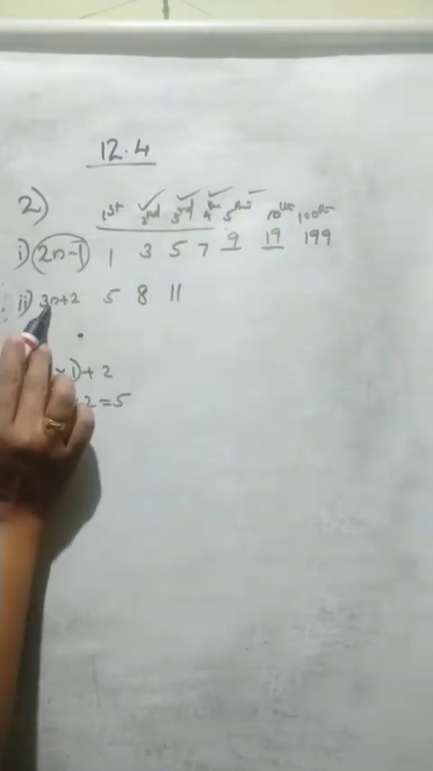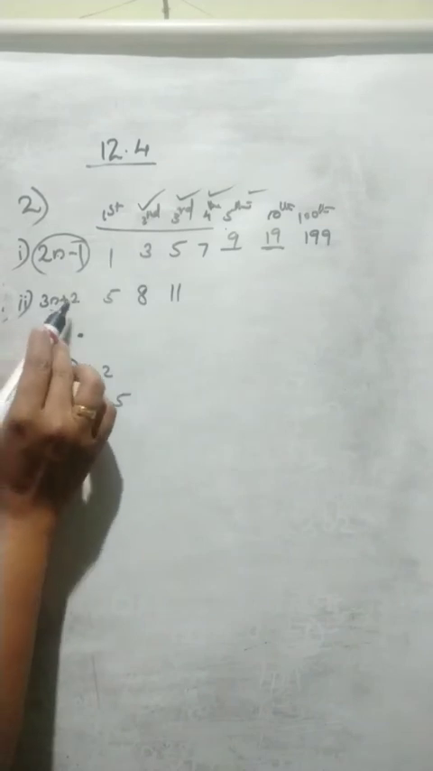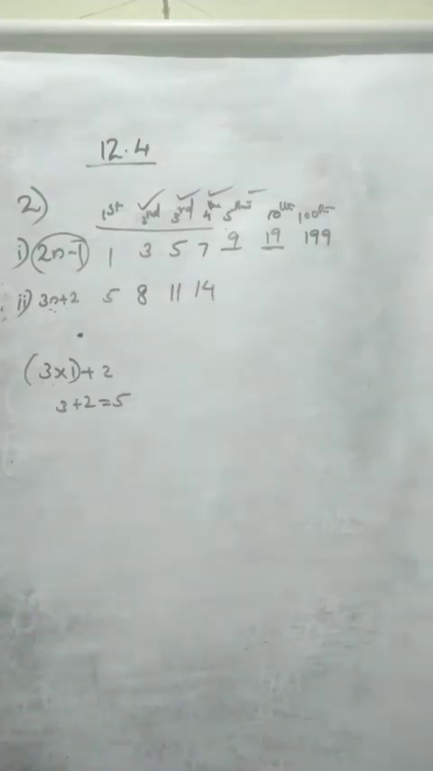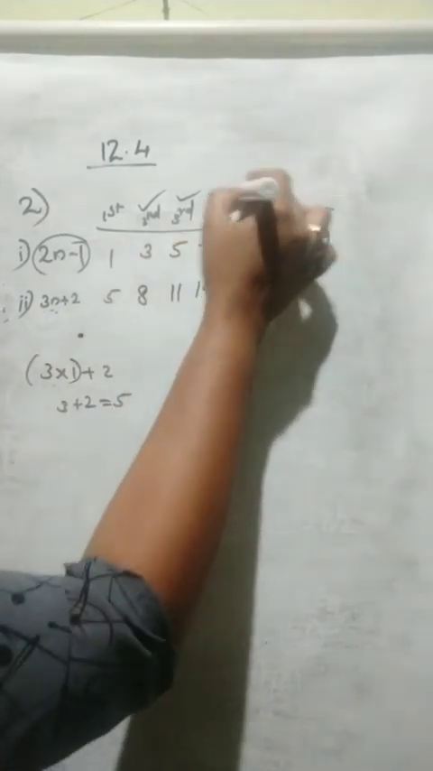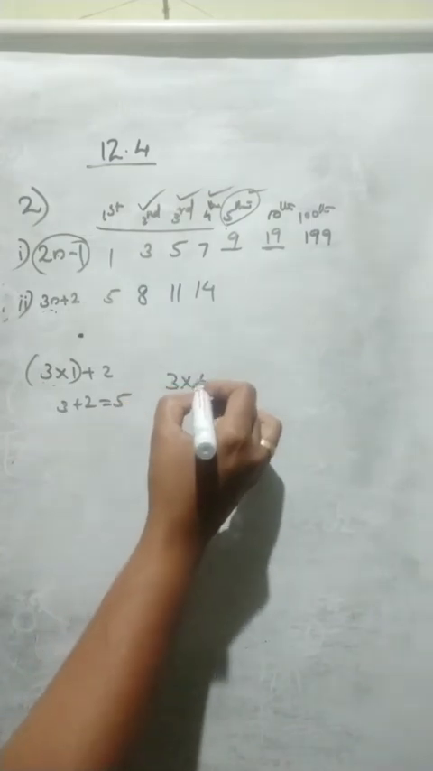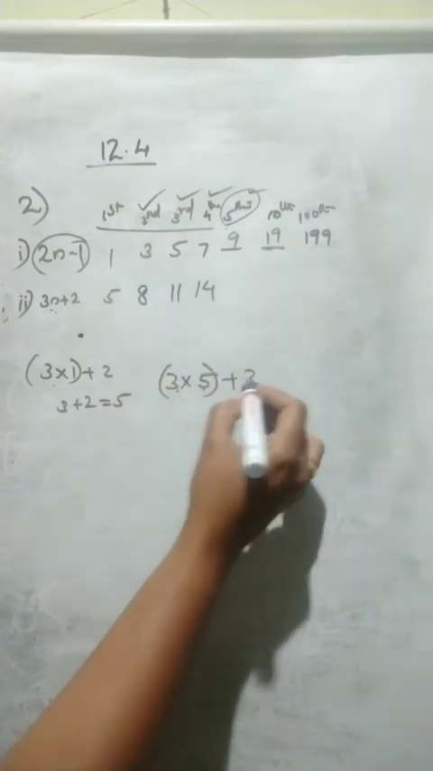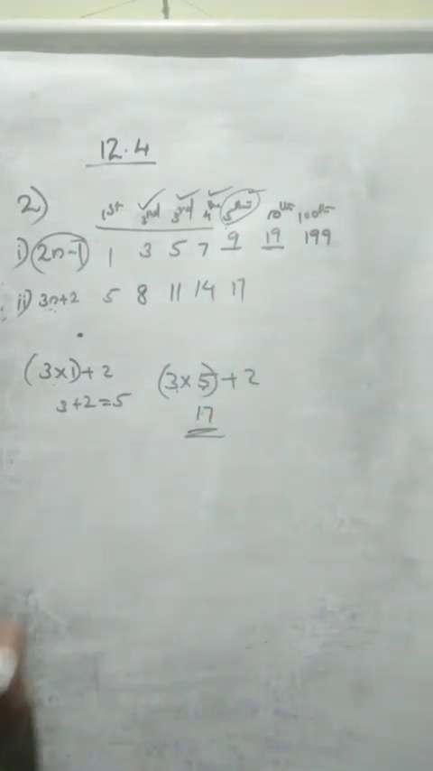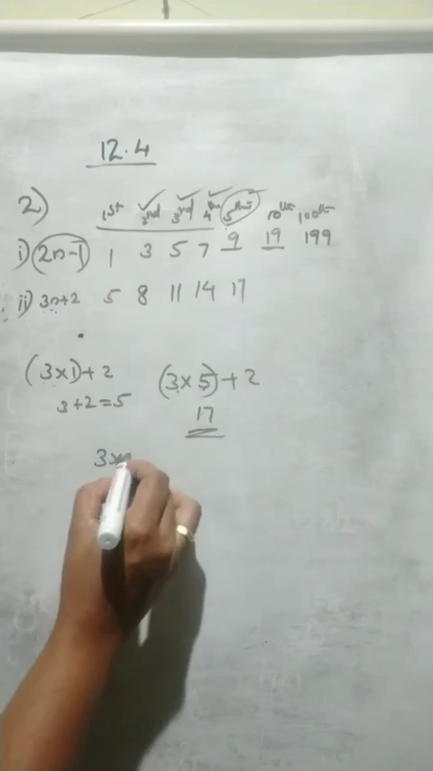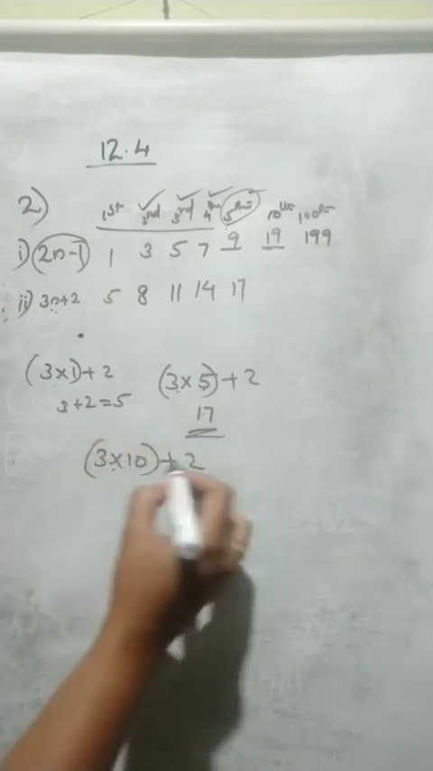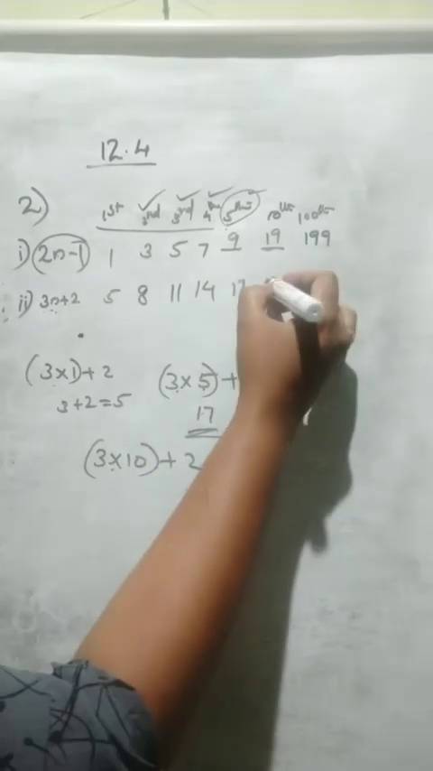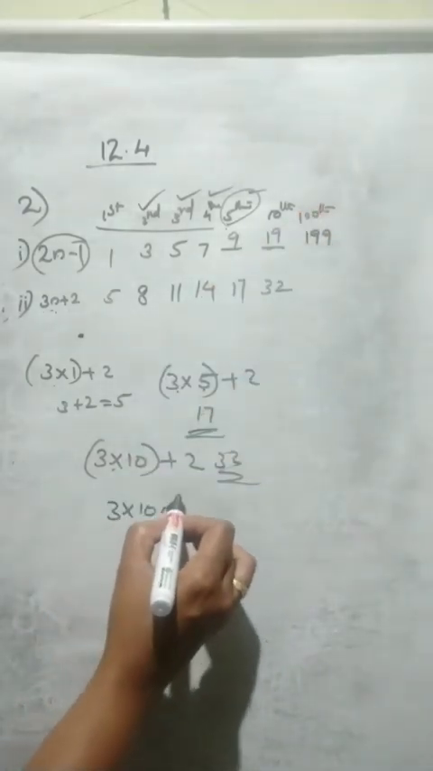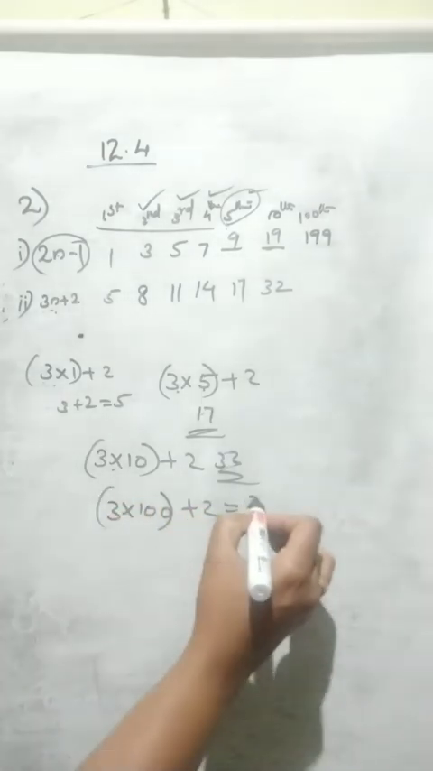Then 3 times the fourth term, 3 times 4 instead of n. 3 times 4 plus 2, that is 12 plus 2, 14. Got it? Then next, our question is the fifth term. So 3 times 5 plus 2, that is 15 plus 2, that is 17. So the answer is 17. Next the 10th term, that is 3 times 10 plus 2 is equal to 30 plus 2, 32 is the answer. Then the 100th term, 3 times 100 plus 2, that is 302 is the answer.